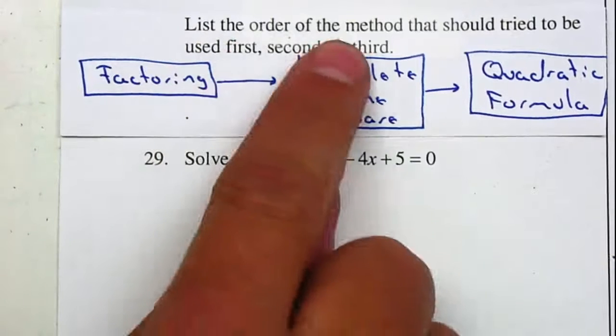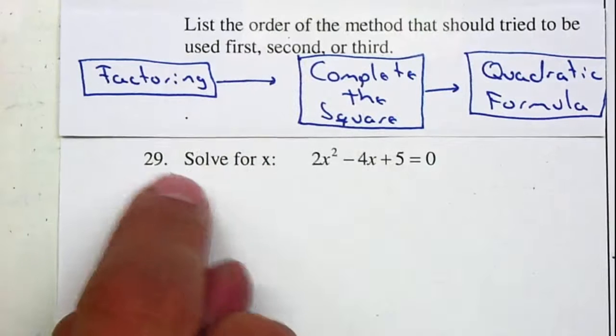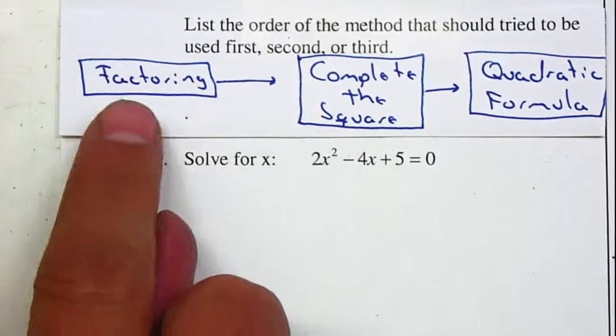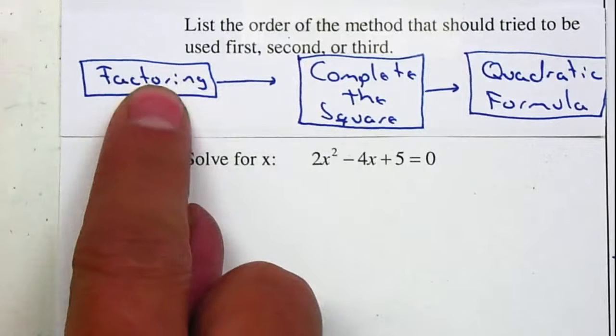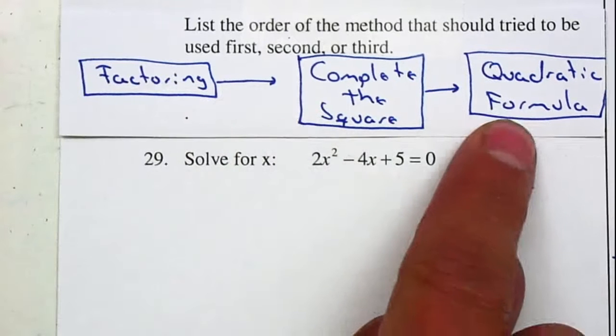List the order of the method that should be tried first, second, and third. So if you remember, we covered on number 28 that we should do factoring first, then completing the square, and then the quadratic formula.